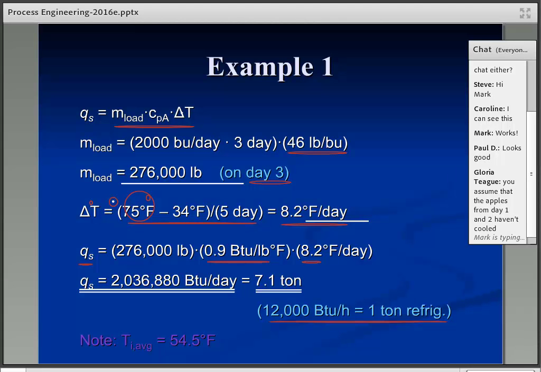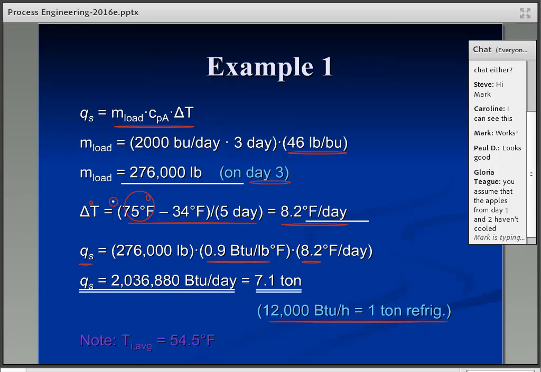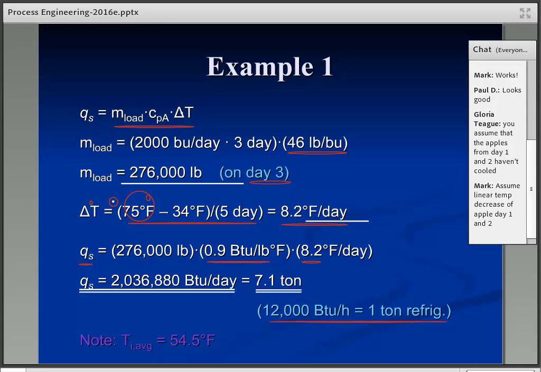Now I forgot what my little problem is. Let me see if I wrote it on the next slide. Yeah, okay, so the next slide I revisit this. Each day the ambient temperature was cooling off. So I'll back up here. Instead of that 75 degrees, the apples on day 1 came in at 75, but the apples on day 2 came in a half degree cooler, day 3 another half degree cooler.